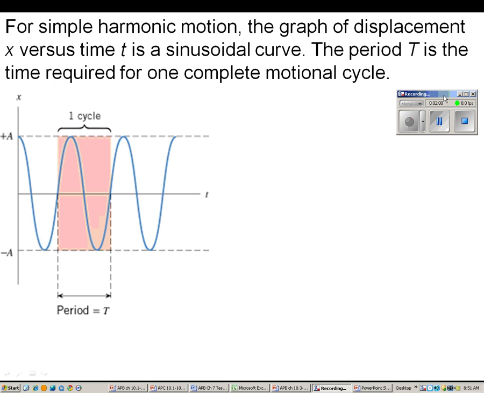Now we're going to look at some relationships that occur in simple harmonic motion. We're going to just think of a mass moving up and down on a spring. When a mass moves up and down on a spring and completes one full cycle, that's called the period T.